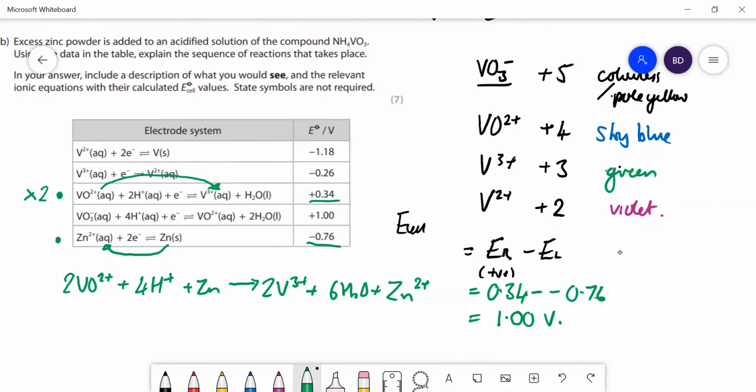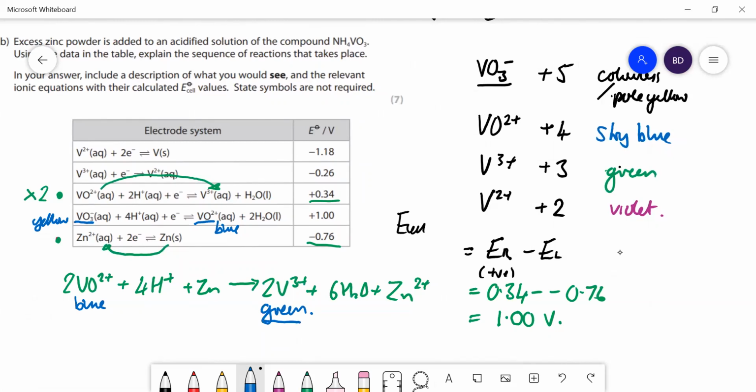Right, well, in this equation, we're going to see this will be a blue solution, and it will turn into a green solution as the zinc reacts with it. Okay, so the blue will gradually go to green. In the previous equation, this one was yellow, and it gradually turned into a sky blue solution. That's what happened there. So so far we've seen our solution go from yellow to blue and now to green. Okay, and there are still more things that happen.